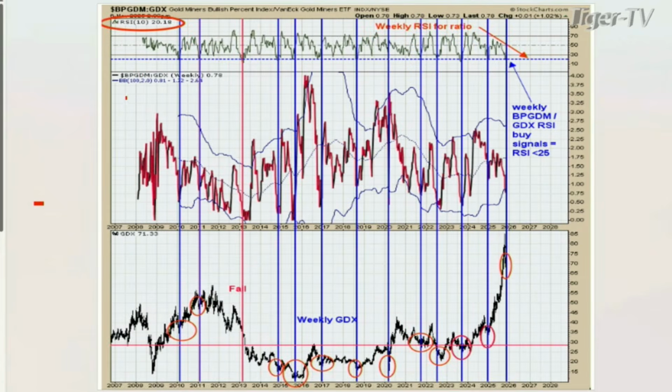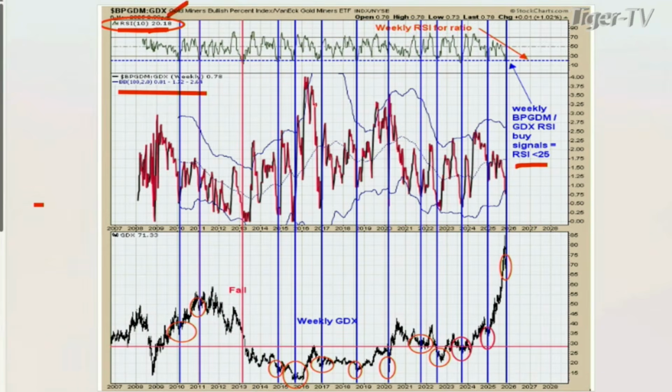All right. This is the bullish percent index for the gold miners index, GDX. So it's the ratio. This is a weekly time frame, and I put an RSI on it, and it's RSI 10, not 14. Anytime it gets below 25, we're at 20 right now. We're at 20.18 when I made this chart. So it's a weekly time frame, and it gets you in the vicinity of the bottom.